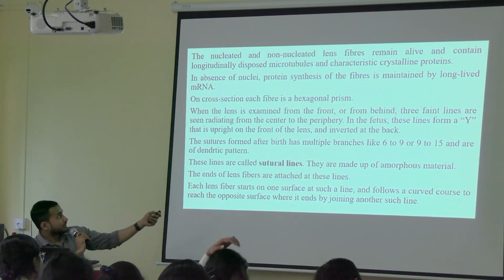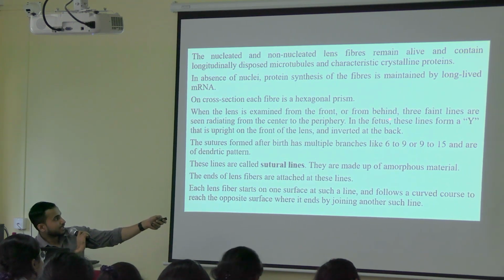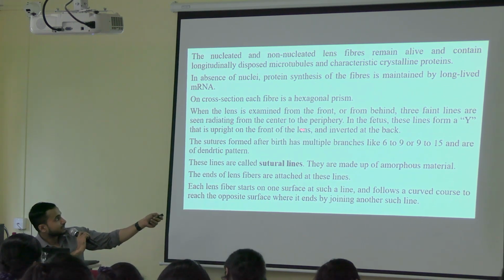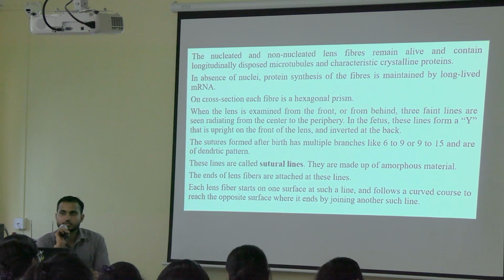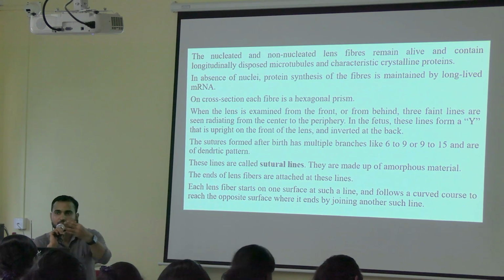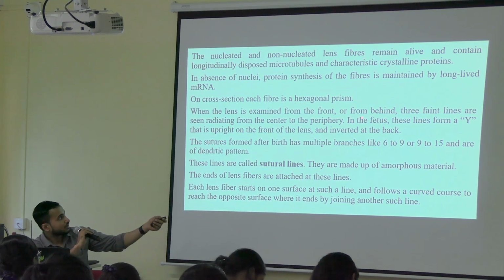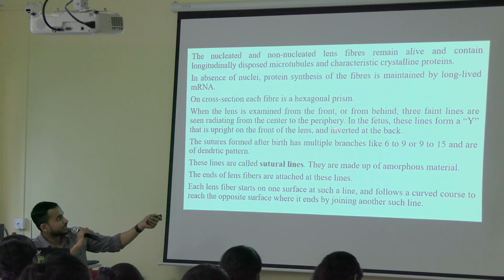Now, when the lens is examined from front or from behind, three faint lines can be seen radiating from the center to the periphery. That means if you see the lens from the anterior aspect or from the posterior aspect, what you will see is three faint lines radiating from the center to the periphery.